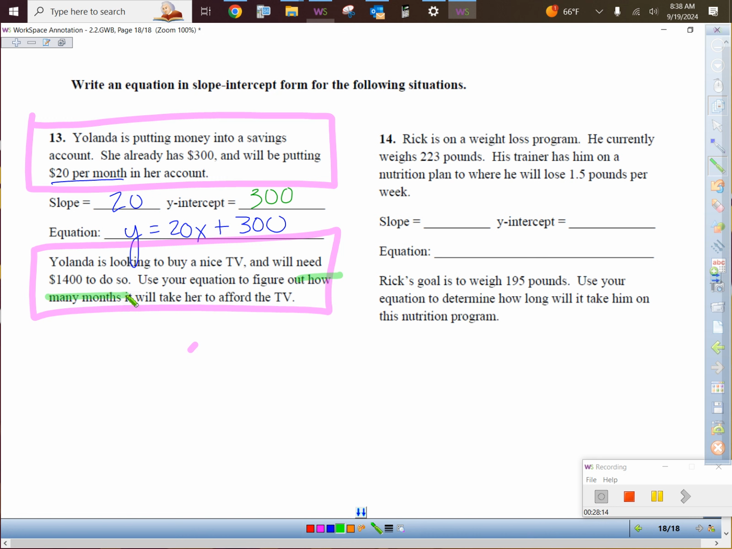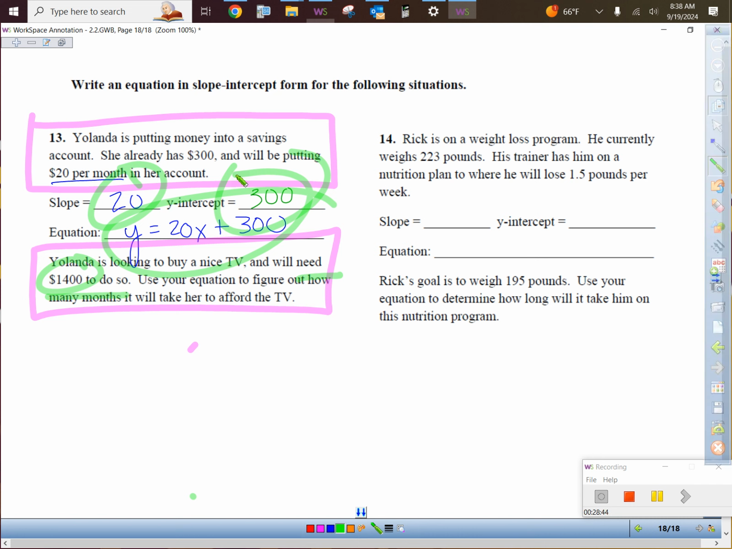Time is x, right? So they're asking me to find x. Are you with me on that? Solve for x. That means that this number here has to be a y value. So what we will do is substitute that into our equation, and you will do work shown on these questions as well. I don't need work shown on this, this, or this.